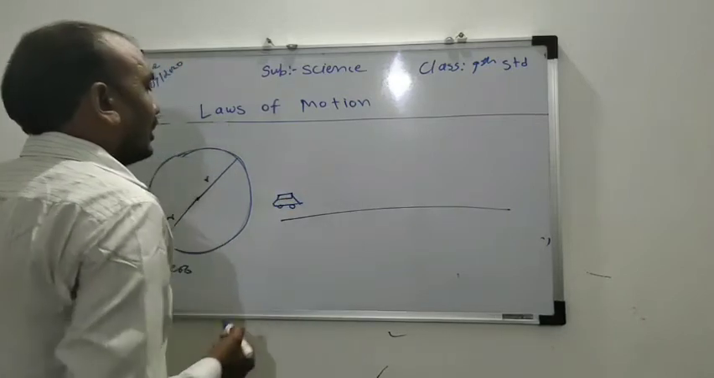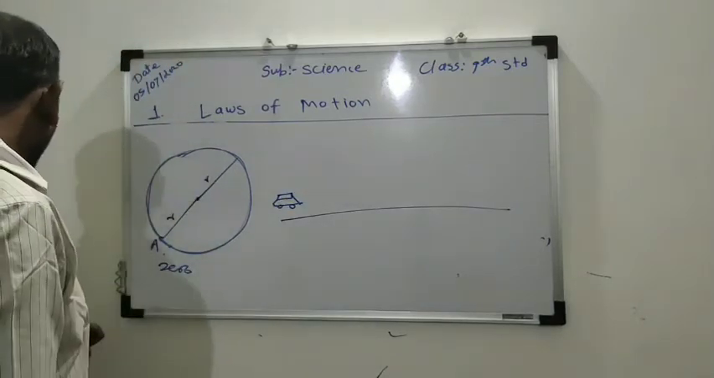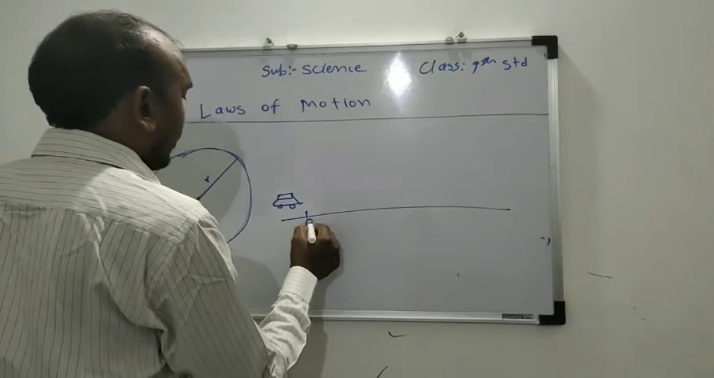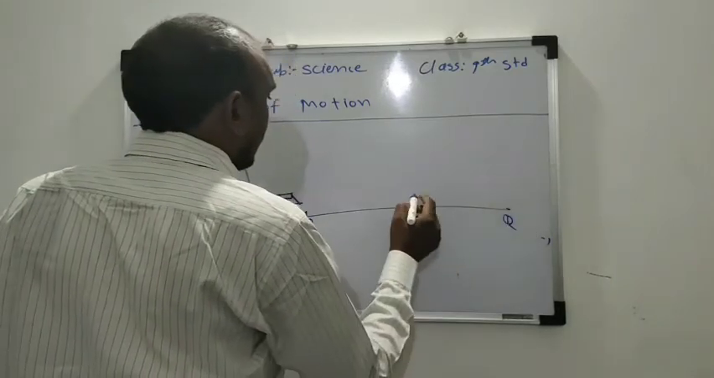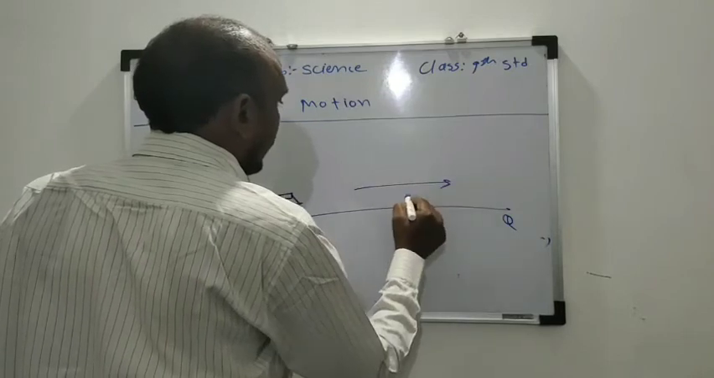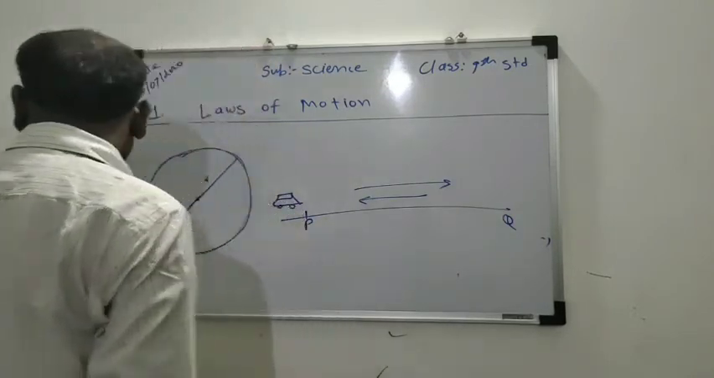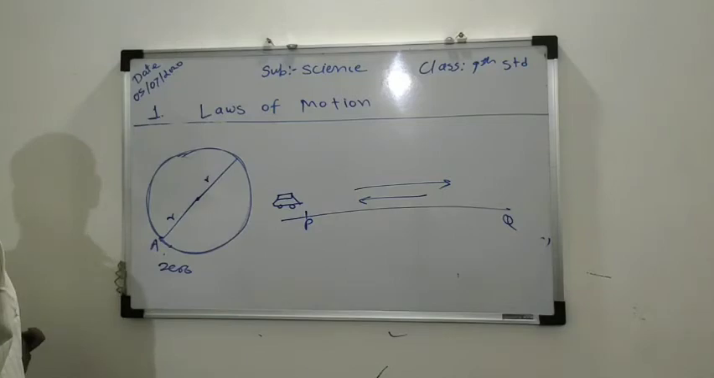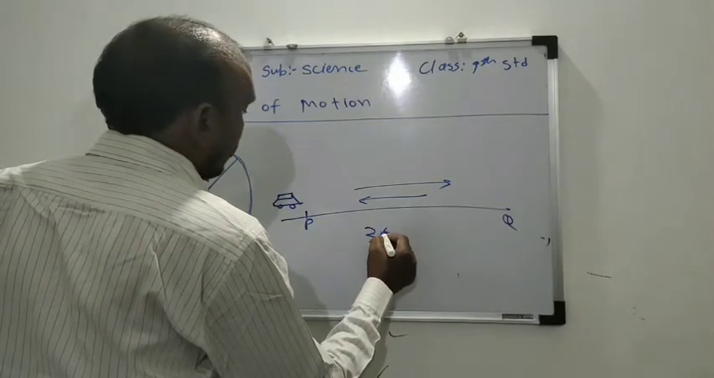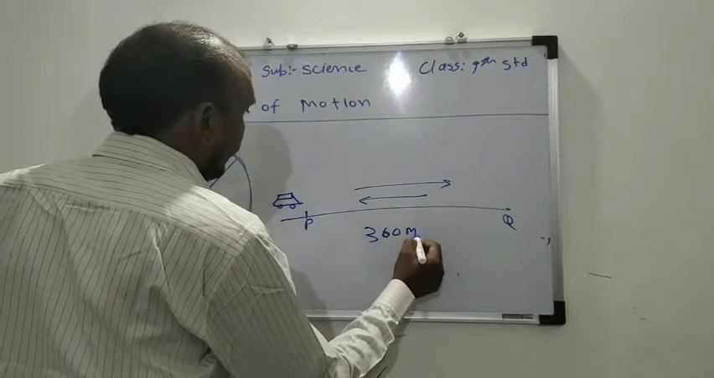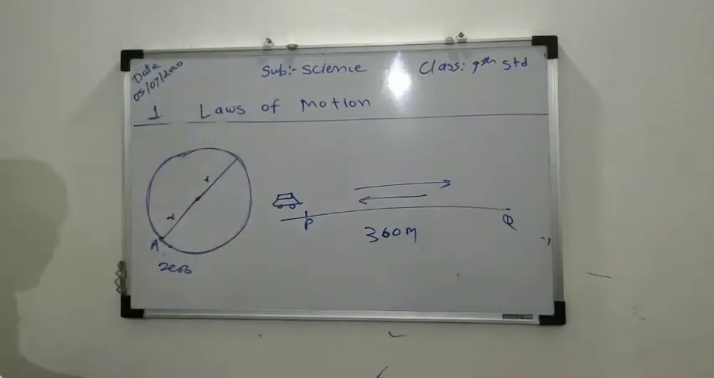Okay, this one car is traveling from point P. Here is point P and here is point Q. It starts from there and returns back to point P. How much distance is traveled and how much displacement is there? You can tell me that in the comment section. Okay?